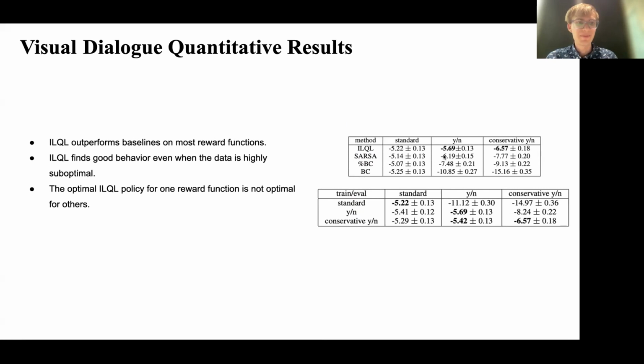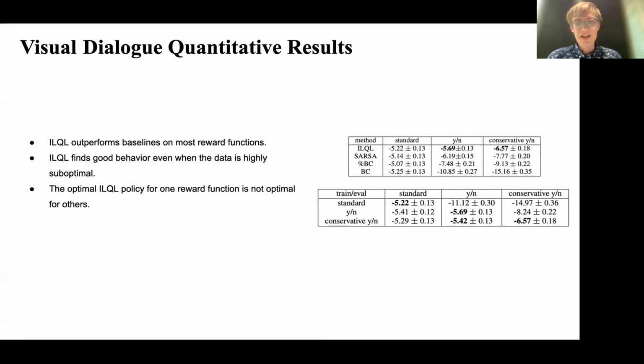But our method is able to find a good policy anyways. It's able to figure this out, despite the fact that the data set is really not good for this. So under the same data, we can optimize for different things is essentially what this is saying. And we outperform these baselines.